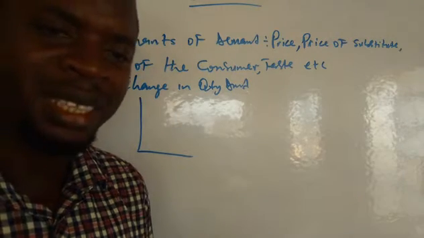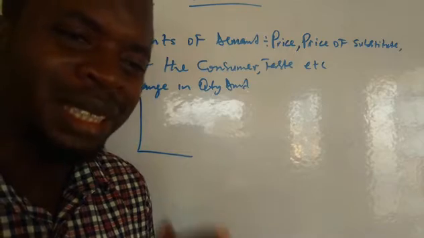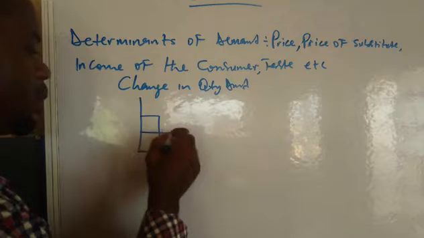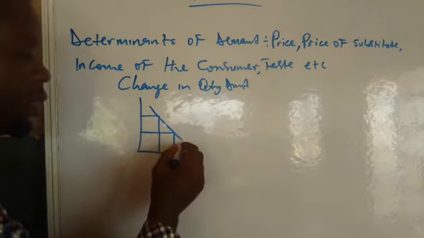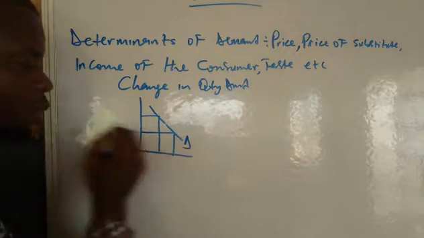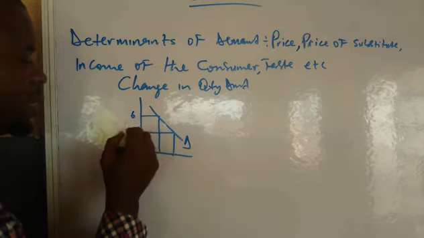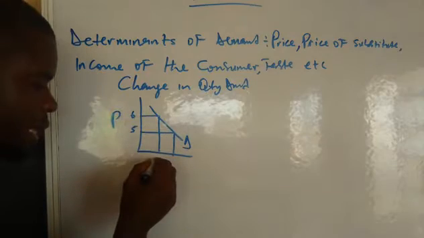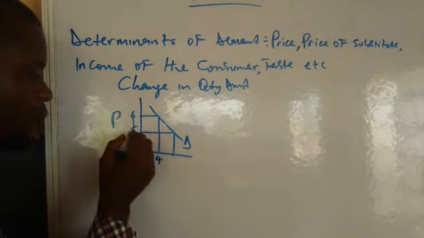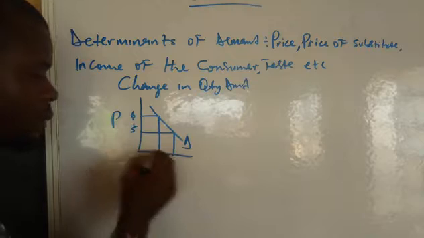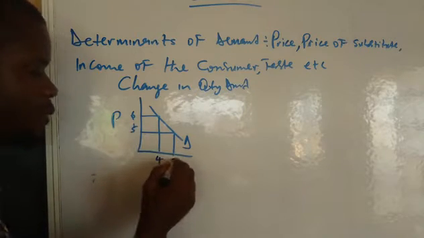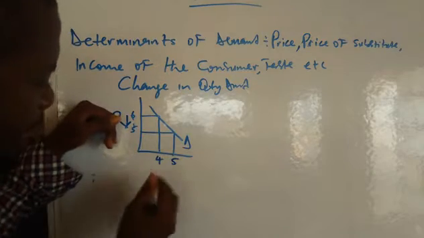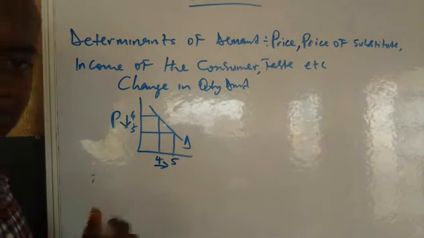Change in quantity demanded is the movement of points along the same demand curve. This is what I'm saying. Look at this now. What curve is this? Demand curve. Now, if this is 6, this is 5. When the price is 6, what is going to be the quantity demanded? Let's say 4. The price falls now to 5. Then quantity demanded increases to 5. You can see as the price falls, it means that the lower the price, the higher the quantity demanded.